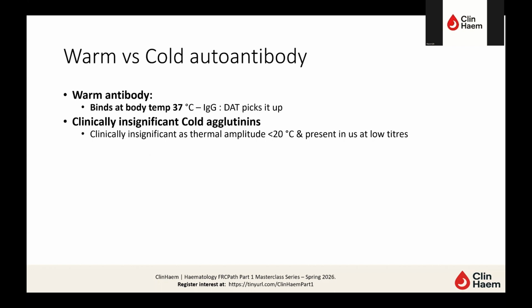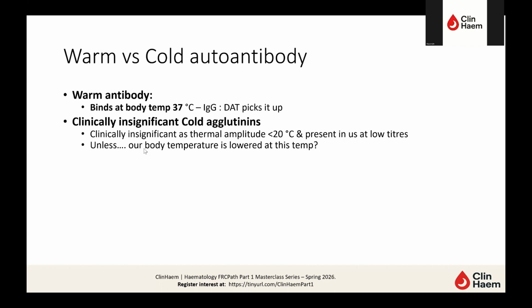So clinically insignificant cold agglutinins will have a thermal amplitude of always less than 20 degrees Celsius by definition, and even if they are present in very low titers, I will just call it titers. So they will be present in a very low titer. So that's a definition of an insignificant cold agglutinin. Thermal amplitude, which is the maximum binding temperature for that antibody, is less than 20 degrees Celsius, which is not the normal functioning temperature, and they will be present in low titers.